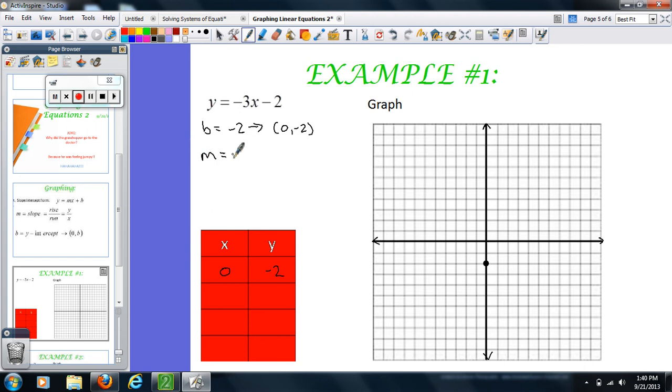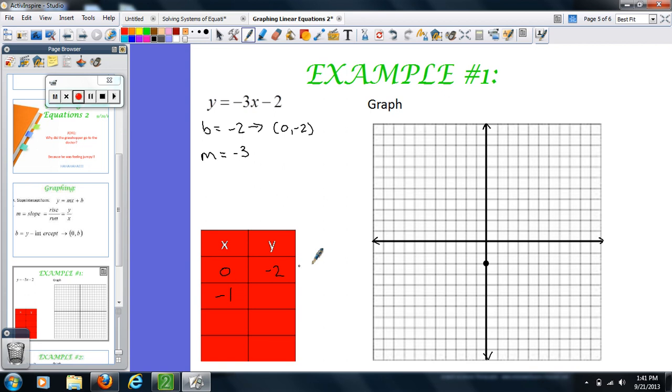Now my slope is negative 3. So the first way we're going to talk about doing this is what we've already done with the graphing of functions and all that kind of stuff. We're just going to pick a random value for x. Now remember, whenever we pick a value for x, if the coefficient of x, the number in front of it here, is a fraction, I want to pick a multiple of the denominator. If it's not a fraction, I can pick any number I want.